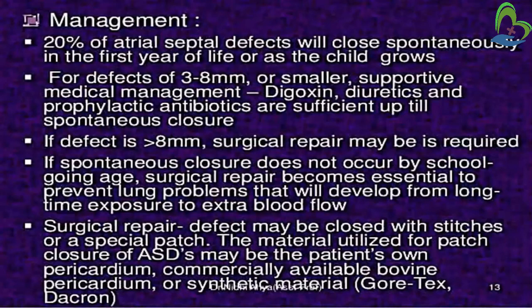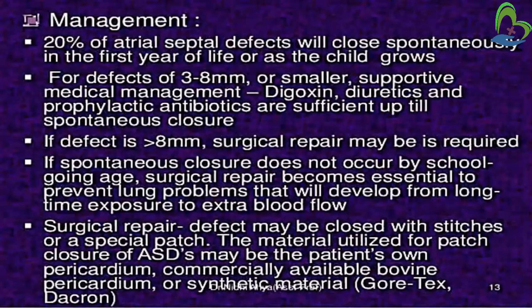If spontaneous closure does not occur by school going age, surgical repair becomes essential to prevent lung problems that will develop from long-time exposure to extra blood flow. Okay, we have seen in ASD that pulmonary blood flow is increased. So here we have to wait until the child goes to school. Till that age we have to see whether spontaneous closure occurs or not. If it does not occur by school going age, then we have to go for surgical management because we have to prevent the lung problems.